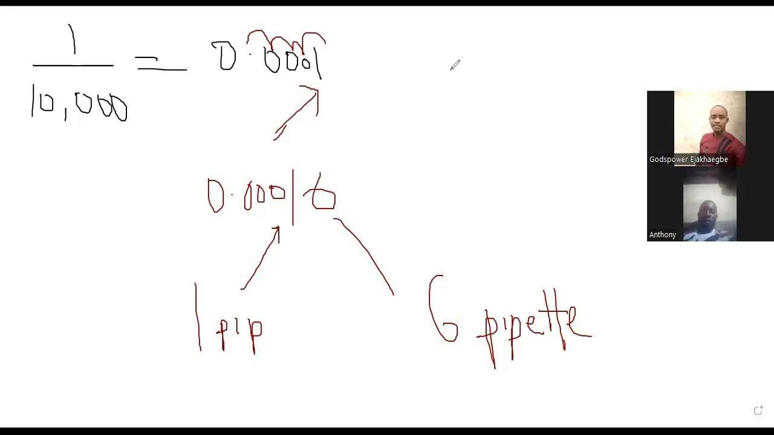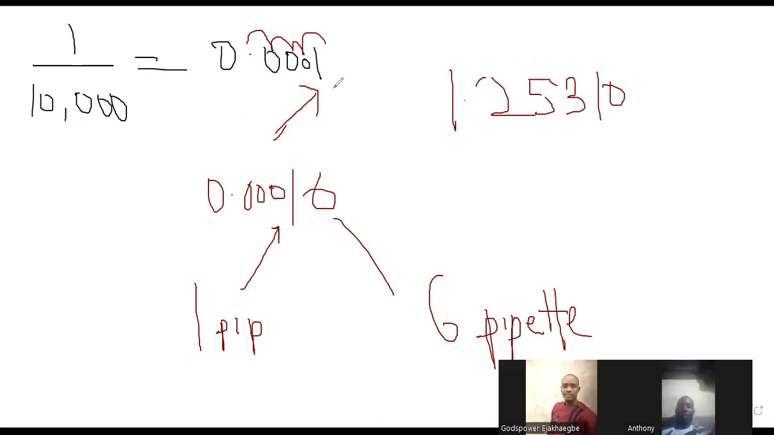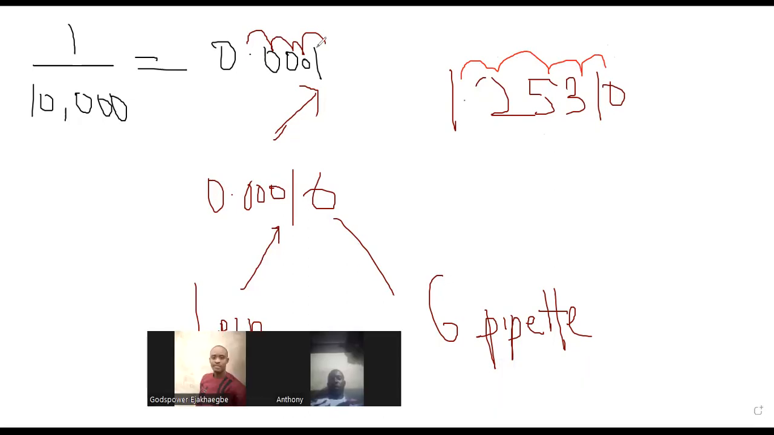Let's proceed. Let's say I have an exchange rate. Thank God yesterday I talked about exchange rate. 1.25310. Now, with this exchange rate, the fourth value from the decimals is what I told you is the pip. So that is 1, 2, 3, 4. Now, let's say I say, Mr. Anthony, add 5 pips to that exchange rate. Mr. Anthony will simply come here and put 5 on that fourth value from the decimals.